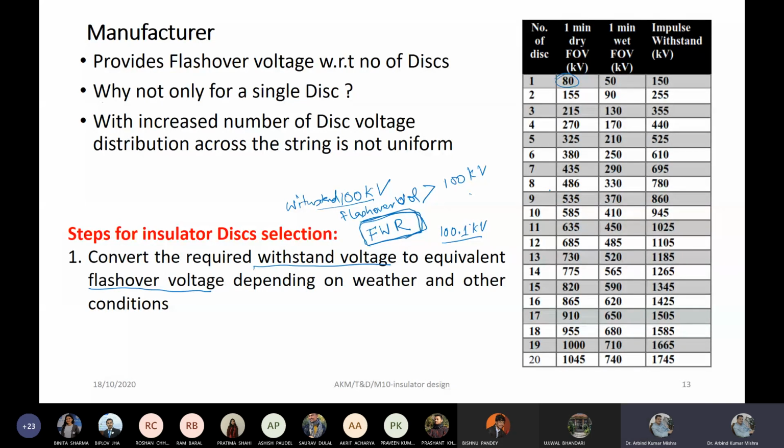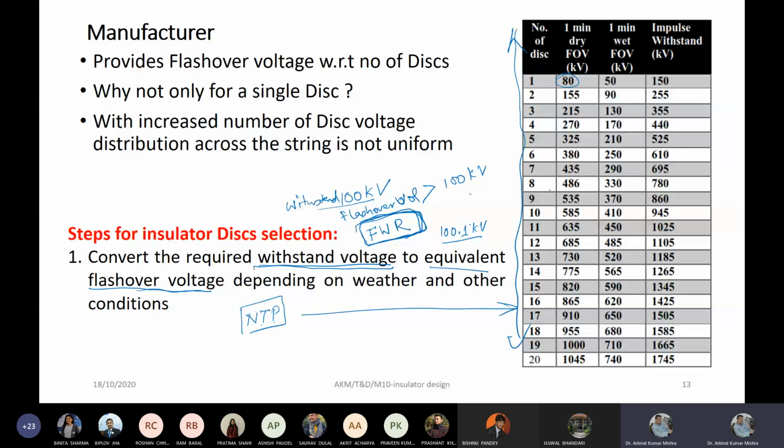So once you know this flashover to withstand ratio, you can convert the withstand voltage level calculated in the previous slide to its equivalent flashover voltage. Also, this flashover voltage, whatever the manufacturer specifies, is at a given temperature and pressure condition. I hope you are familiar with the term NTP, normal temperature and pressure. This specification is at normal temperature and pressure condition.